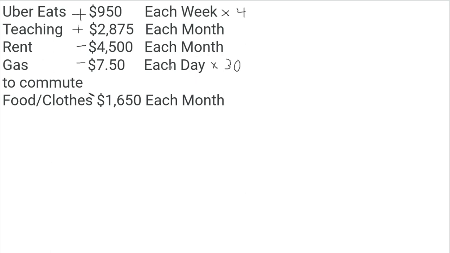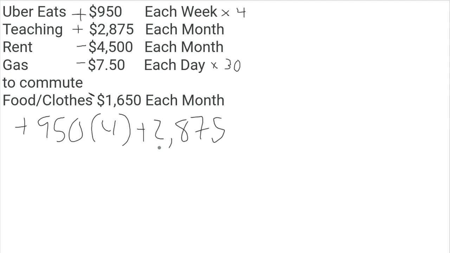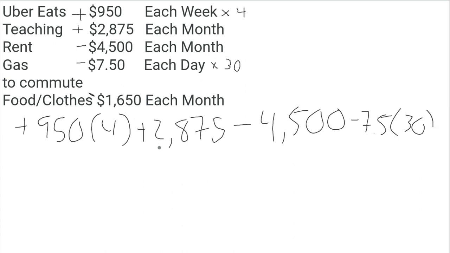So now I just need to combine all this together to see how I do. So it's plus 950, and I'm going to times that by 4, plus 2,875. I'm not going to change that because we kept it as months. Minus 4,500. And then minus 750 times 30. And then I'm going to minus 1,650.